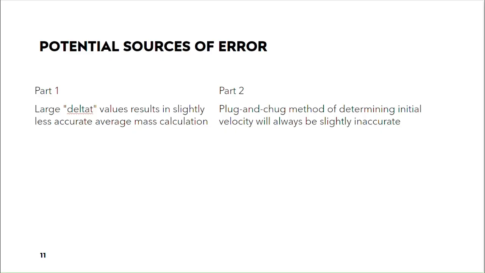Potential sources of error: in part 1, we used large delta t values that might result in less accurate average mass calculations. We used days as our delta t values, but if we wanted to be more precise, we could use hours or minutes or even seconds to be more accurate. And then in part 2, we used the plug and chug method of determining the initial velocity, and that'll always be slightly inaccurate.